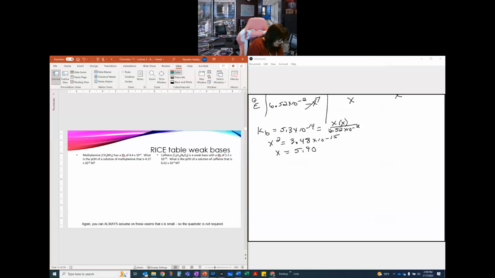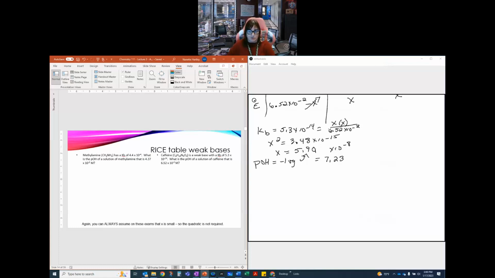And then X is going to be 5.90, 3 sig figs. Sorry, it should be 5.90 times 10 to the minus 8. If I want my pOH, that's equal to the negative log of that value that I just calculated. And that's equal to 7.23. And that's the value that they asked me for.